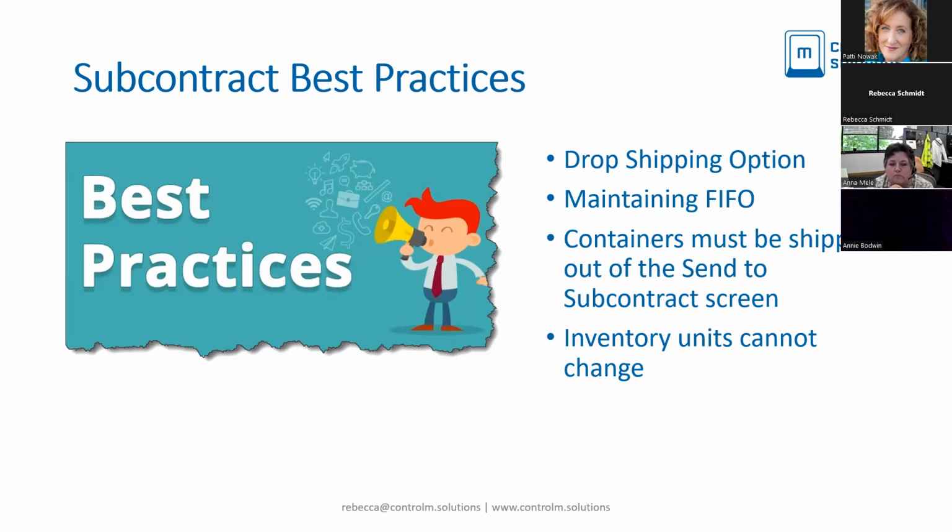Just remember, containers must be shipped out using the send to subcontract screen in order to be able to receive them back in. And finally, inventory units cannot change throughout the process.